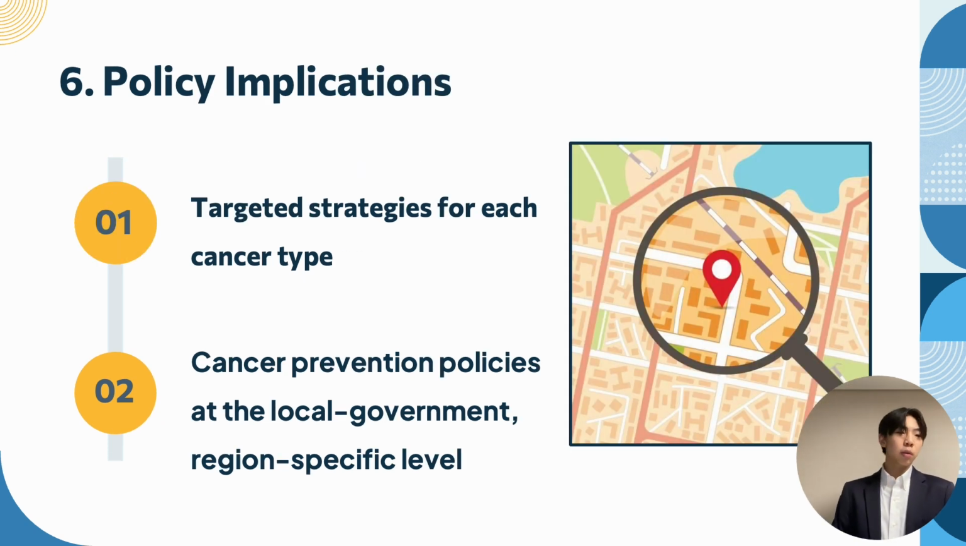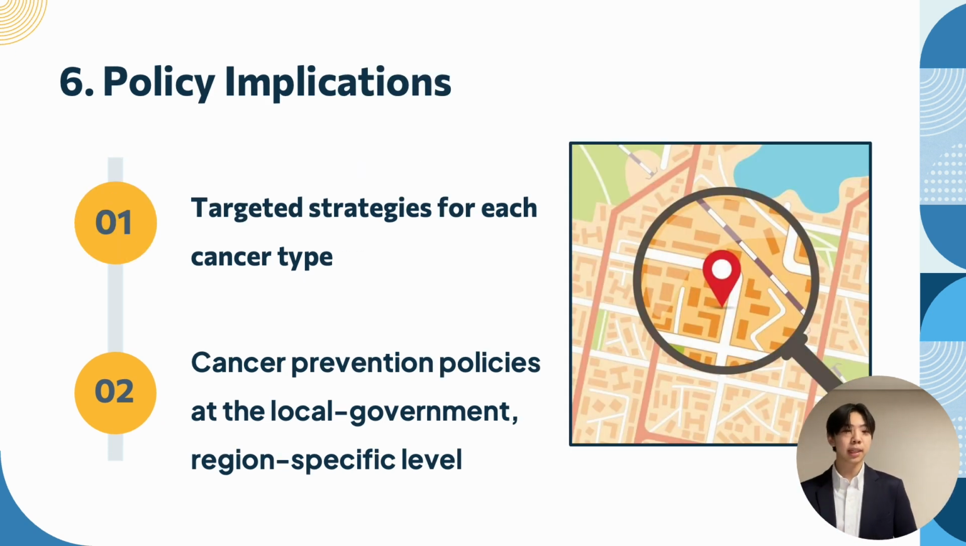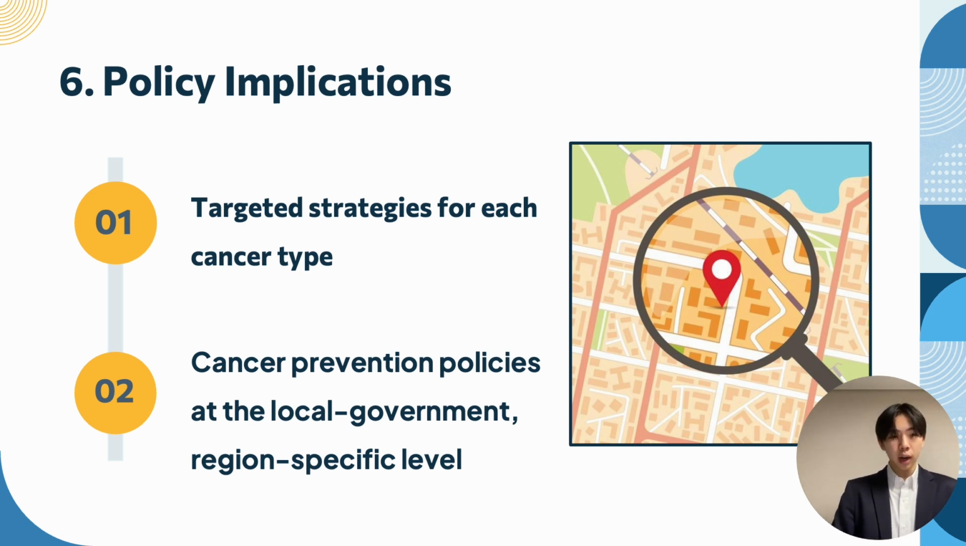So let's talk about how this has implications on our future policies. First, it proves the necessity for targeted strategies for each cancer type. Because each cancer type differs so much in what regions they are most prevalent in and what forms of clustering they have, there needs to be targeted strategies for each and every one of them. But second, cancer prevention policies must happen at the local government, region-specific level. In South Korea, like I mentioned, it needs to happen at the Sigungu level instead of the national level.